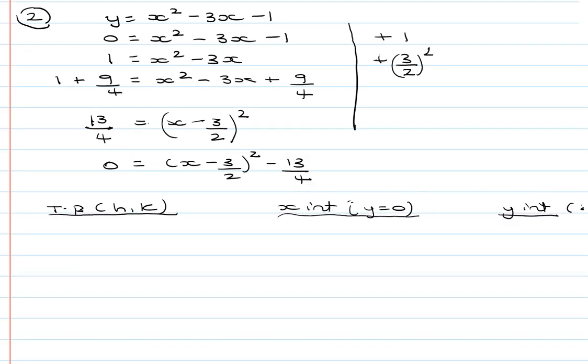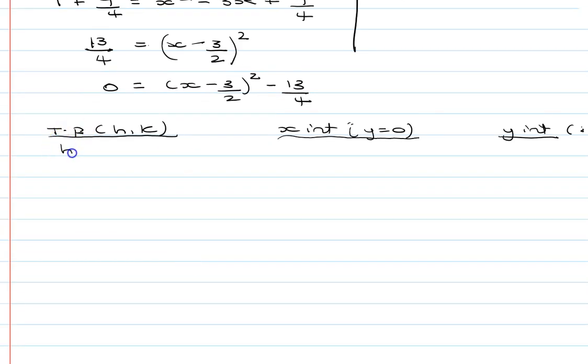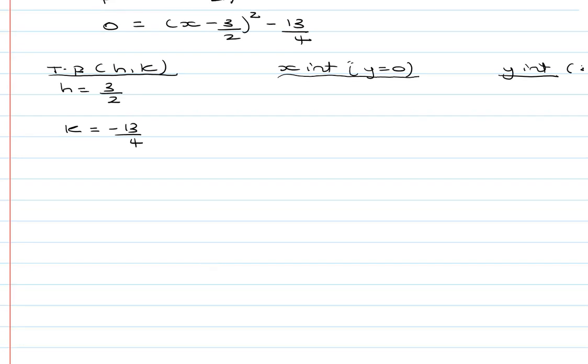Alright, so now it's in turning point form. I can write down the values of h and k. h is 3 upon 2 and k is minus 13 over 4. So let's write that down. So our turning point is at 3 upon 2 comma minus 13 over 4. Now let's go on and find those x-intercepts.